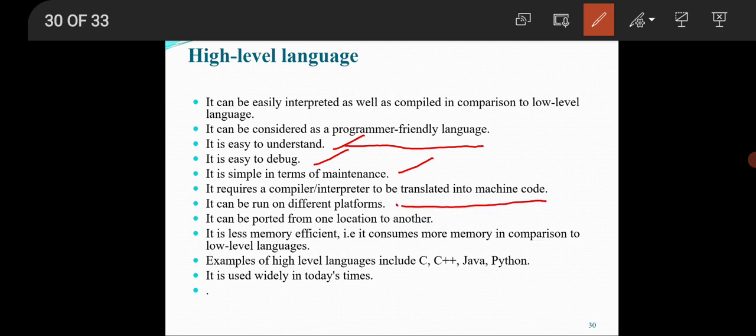It can be run on any platform. It can be ported from one location to another. It is less memory efficient and consumes more memory in comparison to low level language. Examples of high level language: C, C++, Java, Python. It is widely used today. So this is the difference between the high level language and the low level language.